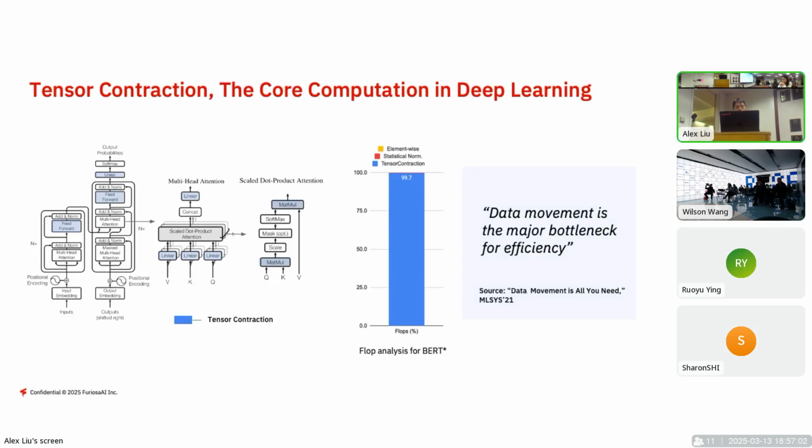If you talk about the latest transformer architecture of the AI models, using BERT as an example would be enough, and many people have already studied that. In fact, 99.7% of their FLOPs is used for tensor contraction. This is on the left side, the highlighted blue ones. That is the tensor contraction operation.